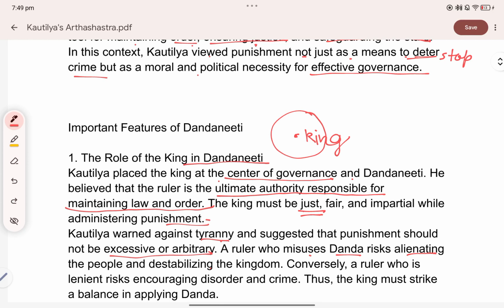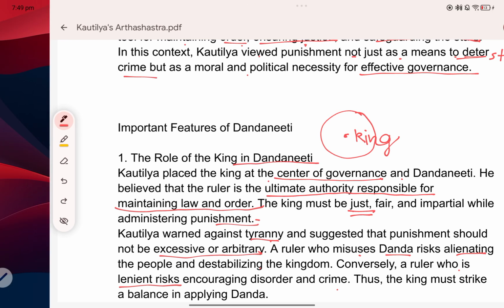Conversely, a ruler who is lenient risks encouraging disorder and crime. Thus, the king must strike a balance in applying danda.